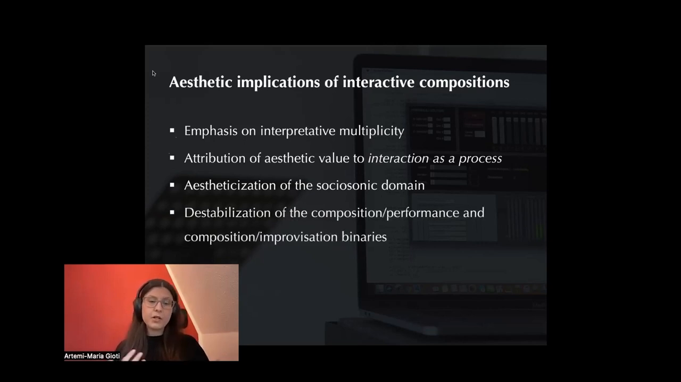Finally, I would say that my compositional approach is part of a long tradition of compositional approaches that aim to destabilize the composition-performance and composition-improvisation binaries. And in fact, in the context of the work I will describe today, it makes much more sense to conceptualize composition and improvisation as the two ends of a continuum rather than as a binary, as two mutually exclusive alternatives.